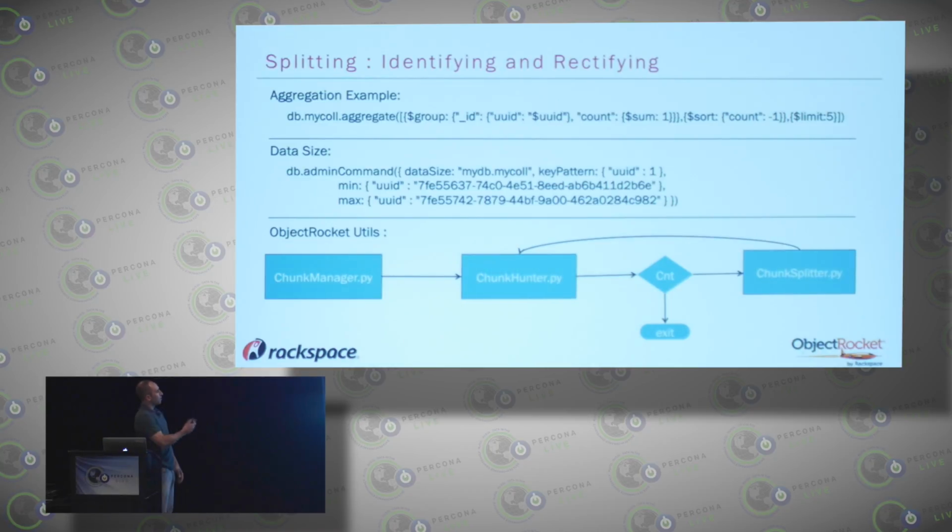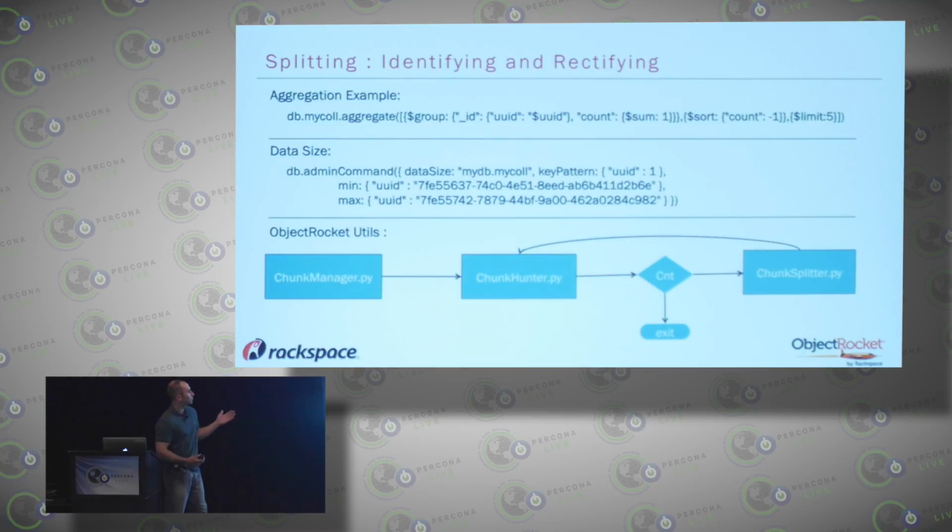And at the bottom is the flow of one of our 3 utilities. Chunk Manager is a wrapper for Chunk Hunter and Chunk Splitter. In this use case, I was talking about importing data, and you had a lot of splits to do. For example, we had a customer that sharded on an ID hash, and he had 500 chunks that needed to be split, but they were all going to require multiple splits. There's no way you can do 1,000 splits by hand.